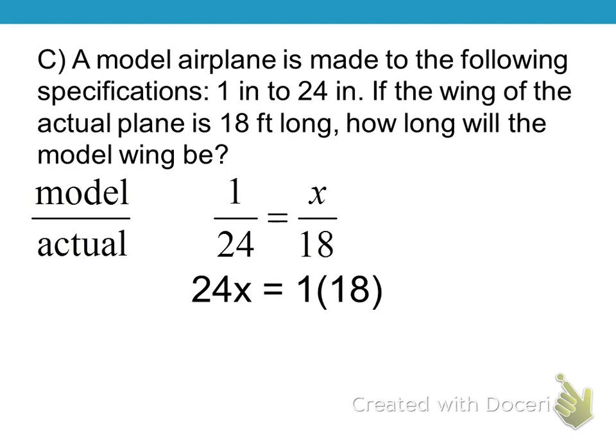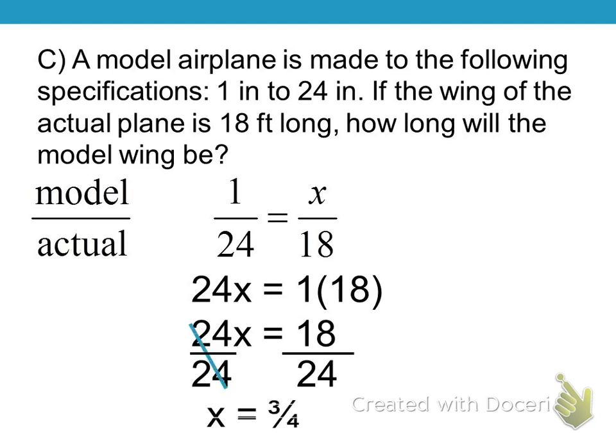All right, so I'm going to cross multiply. It looks like this. Divide by 24. X equals 0.75 or 3/4. Okay? And you can leave your answer in feet. That's fine. So just remember, in ratios, the labels have to be the same on the top and bottom.